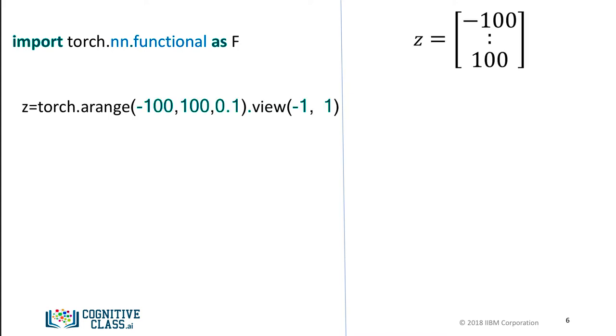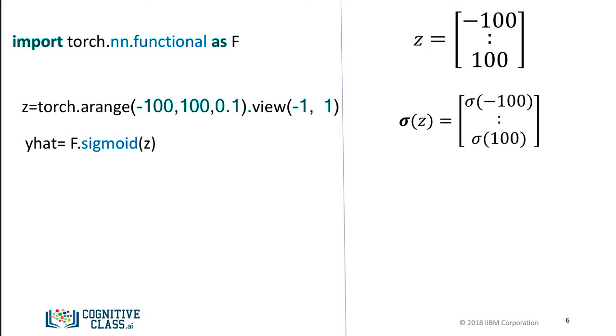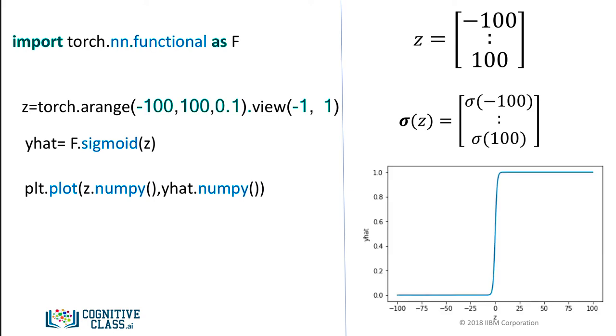We can also use the nn.functional module, and it's common practice to import it as F. So we have our same input tensor. In this case, sigmoid is an actual function. So we input our tensor, and we get an output, and we can plot the output.